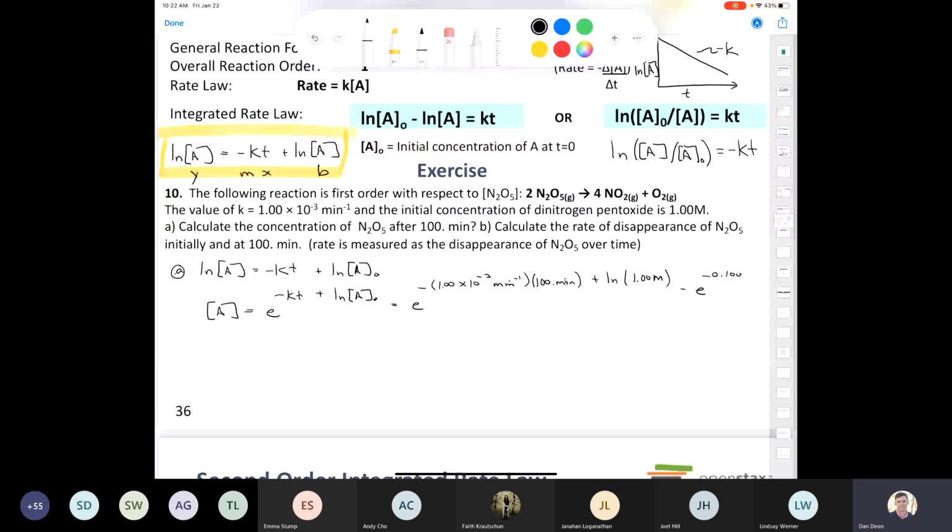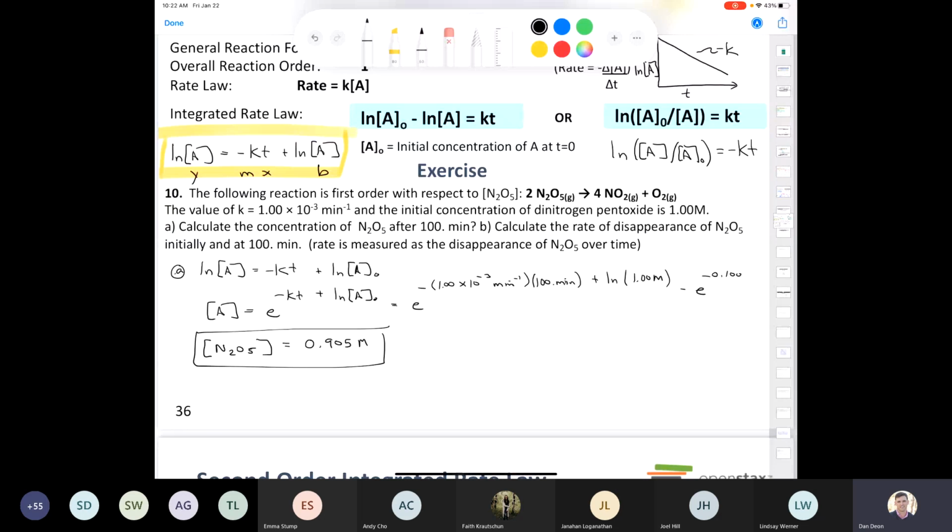So that means that our concentration of N2O5, which I could have put in here, I just didn't, is going to be equal to, what is it, 0.905 molar, like that. So there's the concentration after time.